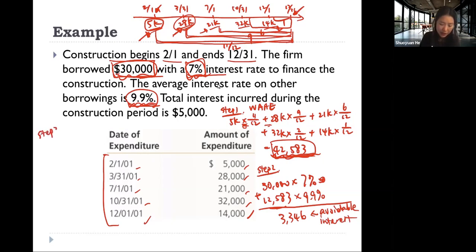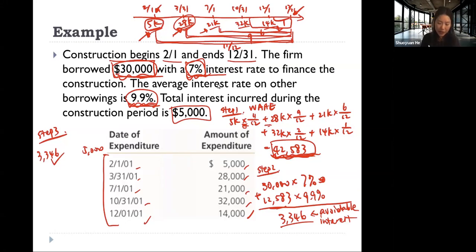And step 3 is to capitalize the lesser of avoidable interest or actual interest. In this step, we take the avoidable interest and compare it with the actual interest. Our actual interest is 5,000. So in this situation, our avoidable interest is less than the actual interest, so we just capitalize the avoidable interest. In some situations, you may find your avoidable interest is more than your actual interest, and in that situation, we can only capitalize the actual interest. Or in other words, we capitalize whatever is smaller.